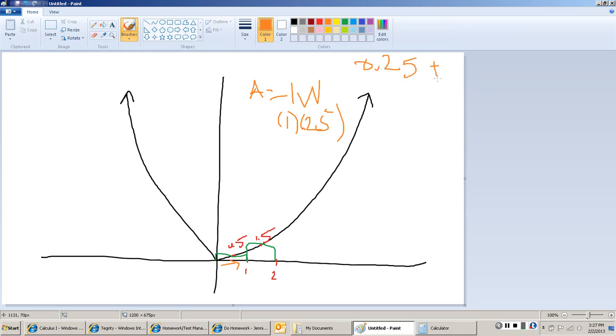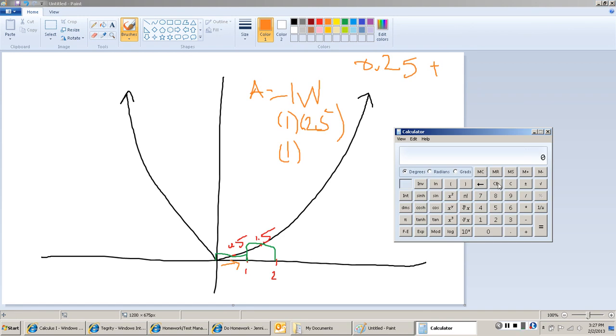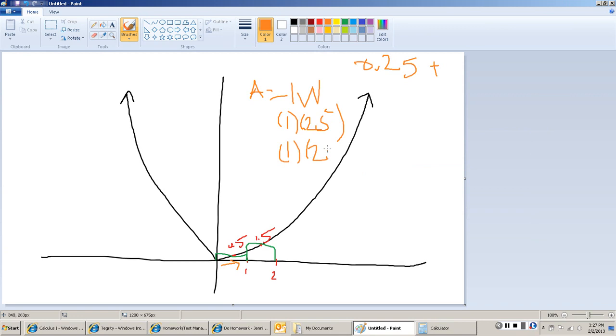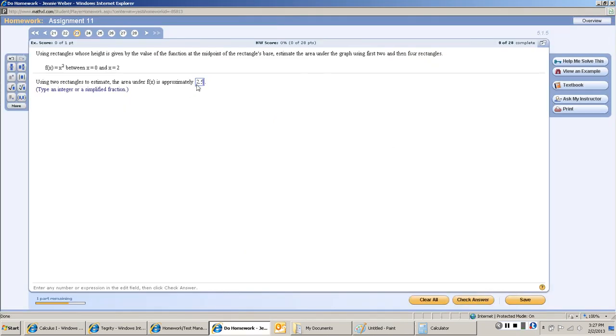And now what we do is we add the second one. So this, again, is just 1 long, right? But this now, we're at 1.5. So we put 1.5 into our equation, so that means square it, and we're at 2.25. So this becomes 2.25. So 0.25 plus 2.25 is 2.5. So our area, using two rectangles, is 2.5. Check the answer. And that's all there is to it.